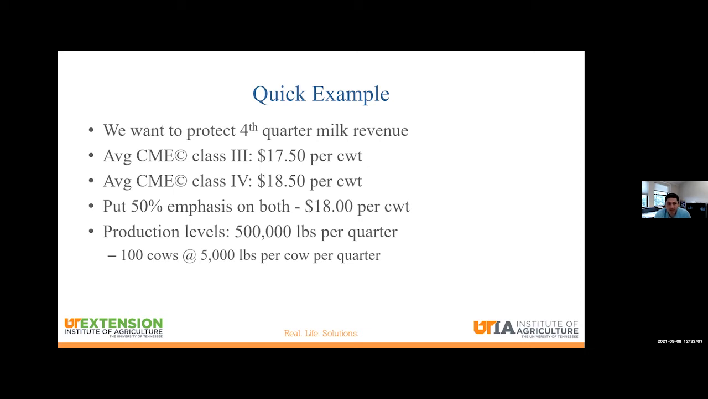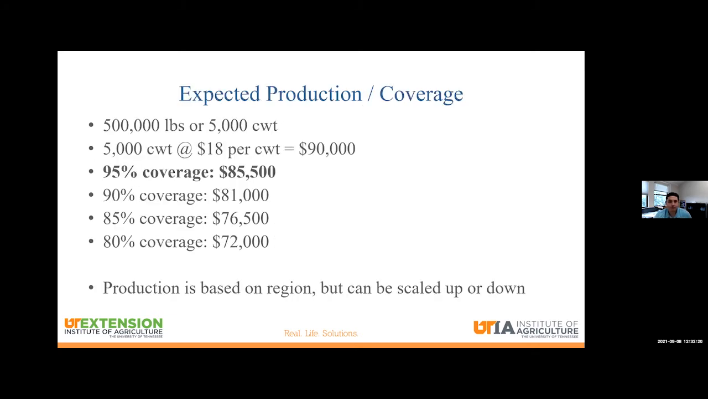Production levels, we say we're at 500,000 pounds per quarter. Where I get that number is that if we have 100 cows, 5,000 pounds per quarter, that's how we get to our total milk production for that quarter. So we know our price and we know our production. So price times quantity gives us our revenue. And so we go, okay, we know our revenue. What kind of coverage do we want? So the opportunities for you there are presented from the 80 to 95% coverage levels.